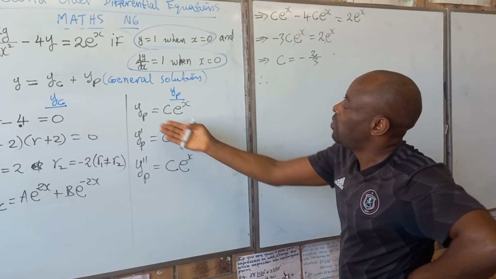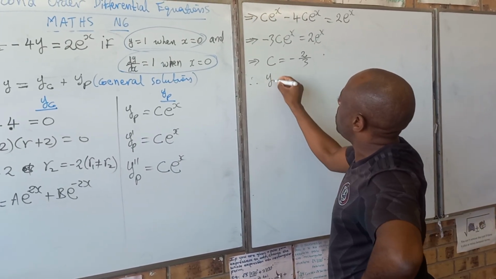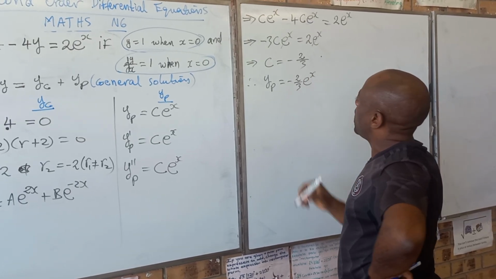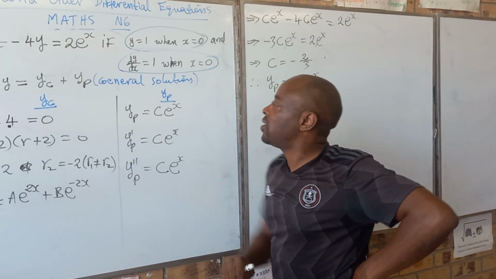And therefore, what becomes of my yp? My yp becomes negative 2 over 3 e to the power x. And what becomes of my general solution?